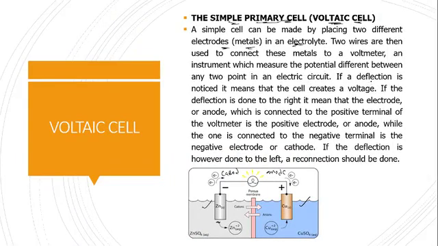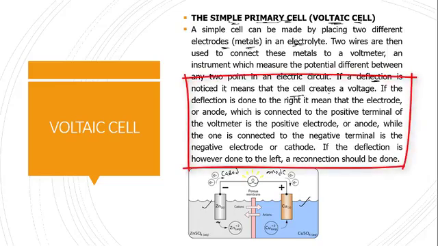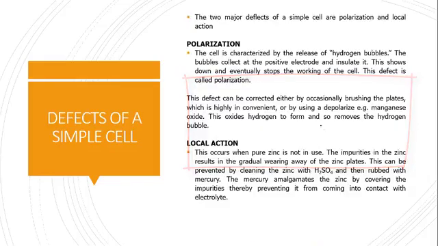And on the voltmeter, you would notice a deflection, which means that the cell has created a voltage. If the deflection goes to the right, it means that the electrode at the right, or the anode, is connected to the positive terminal of the voltmeter. But if the reverse is the case, it means the cathode is the positive electrode. But if the deflection is done to the left, what it simply means is that a reconnection needs to be done. So when you try to run a process of electrolysis, make sure that the deflection is always to the right, which shows that it is connected to the positive terminal of the voltmeter.